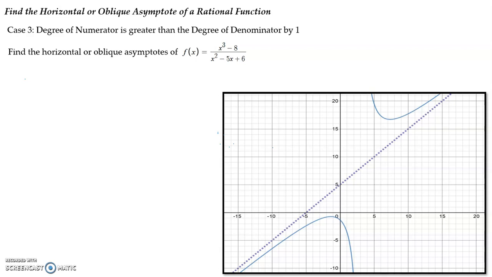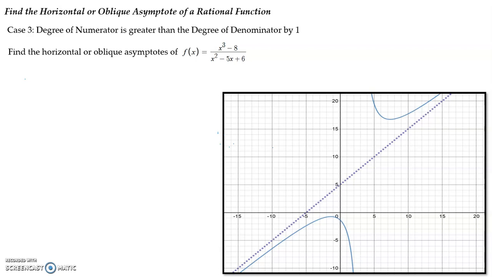Let's go ahead and take a look at case 3. This is the case where the degree of our numerator is greater than the degree of the denominator by 1. So we're going to be working with the function f of x equals x cubed minus 8 on top, and in our denominator, we've got x squared minus 5x plus 6.